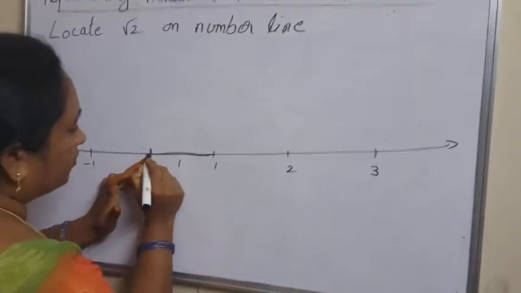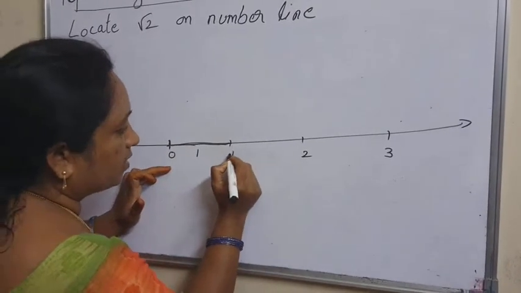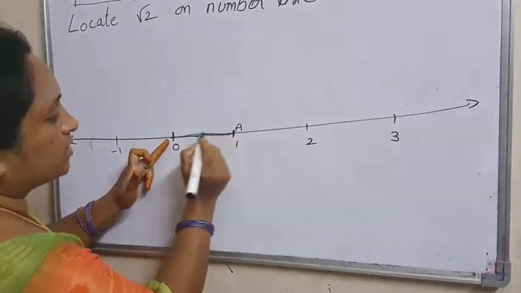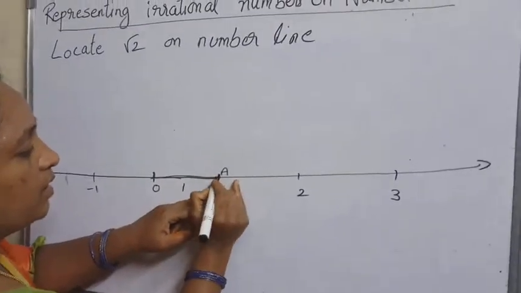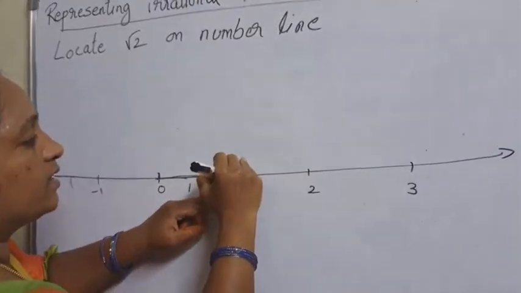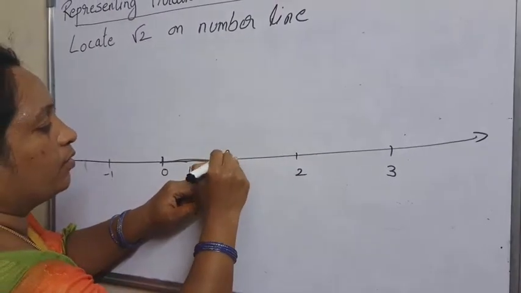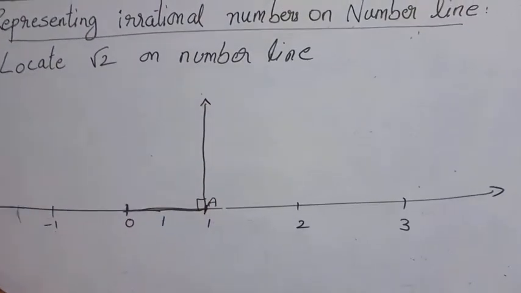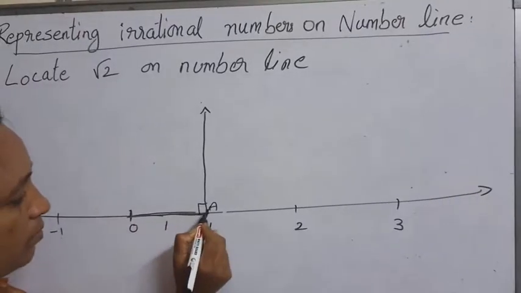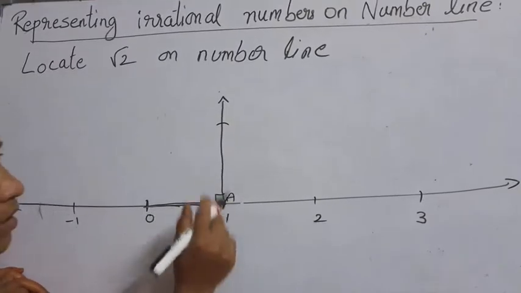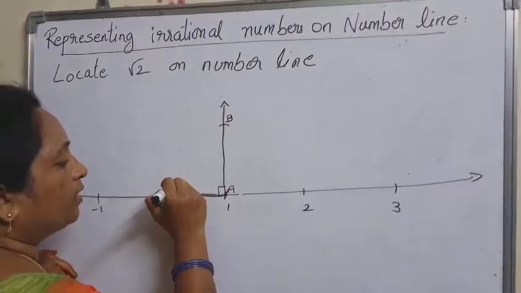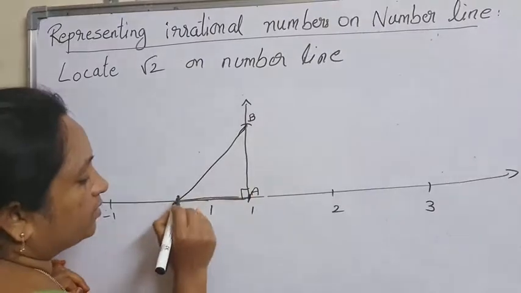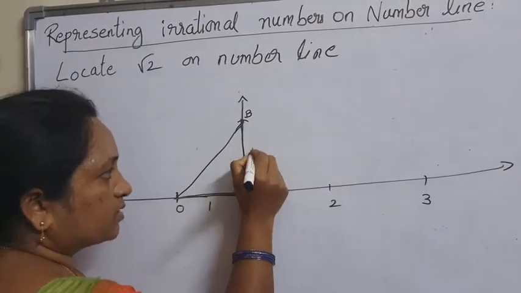Let us point this 1 as A. The length from here to here we are taking as 1 unit, and with the same length you mark a 90 degrees ray from A. From A you have to put the protractor and mark a 90 degrees ray, and with this length mark an arc of length OA and mark this as B. Now join O to B. From here to here it is 1 unit, and the same length we are taking on this ray. This is also 1 unit.